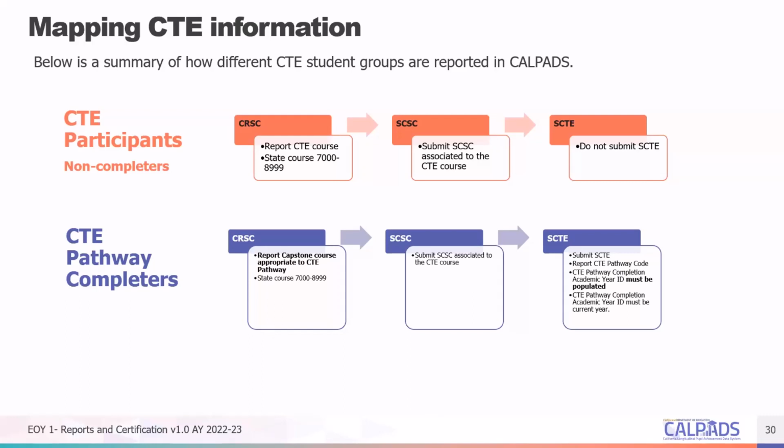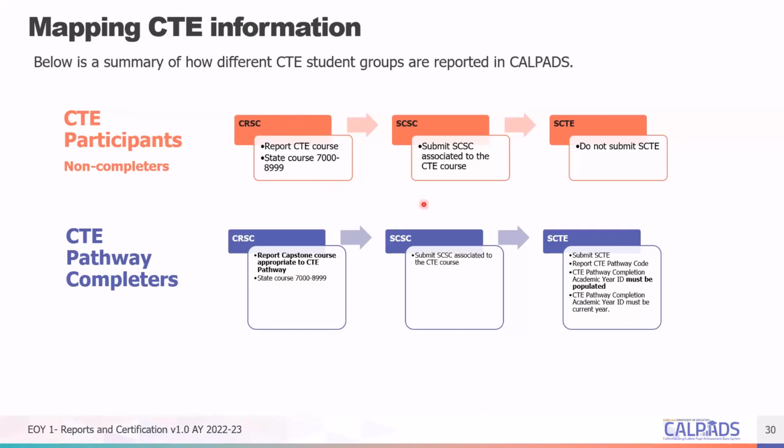All right, this slide provides a visual explanation of how CTE participants and pathway completers are reported in CalPADS. Let's begin with the CTE non-completer participants. The first step in reporting your CTE non-completer participants is to report the course section completion record for the CTE course, with state course codes in the 7,000 to 8,999 range. The course section completion record is tied to a staff member rather than to a student.